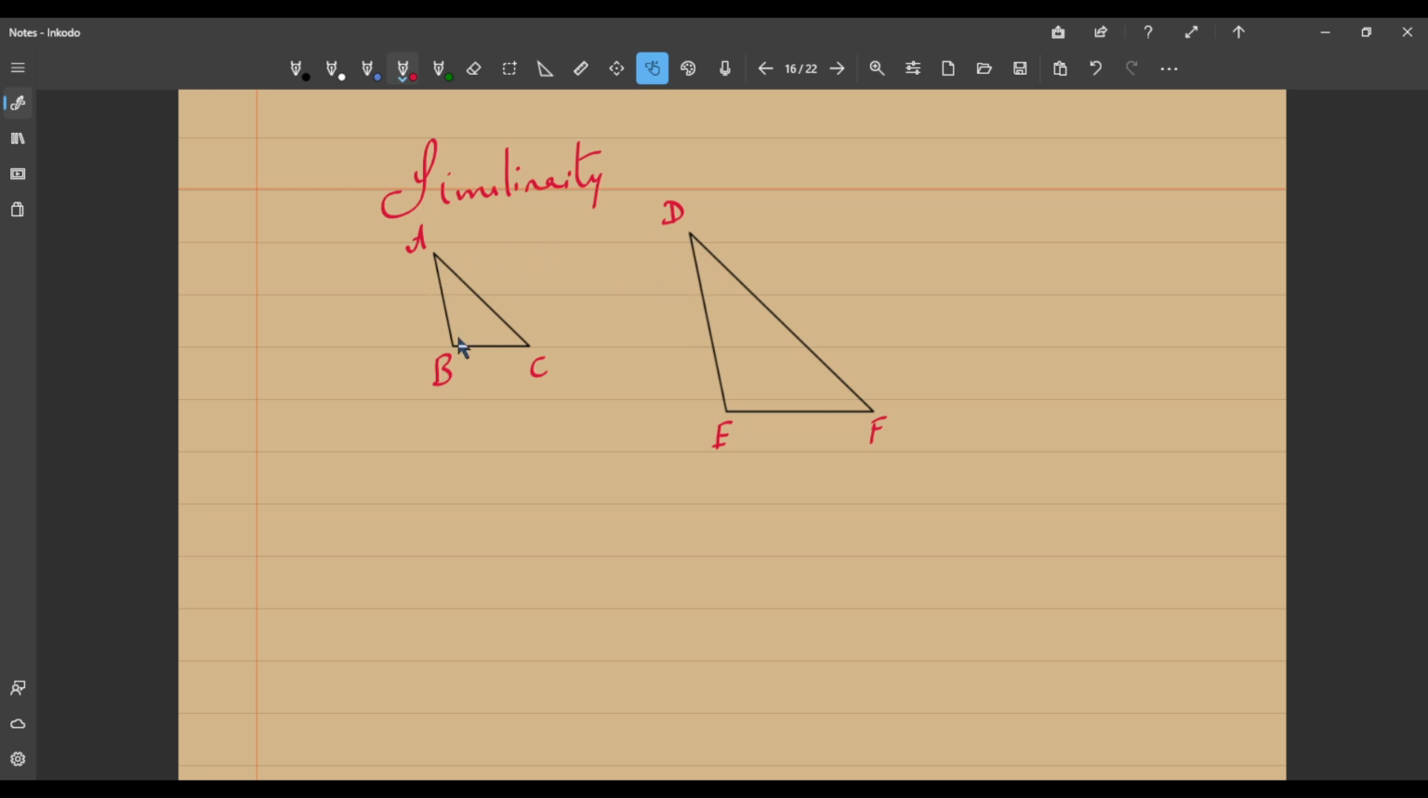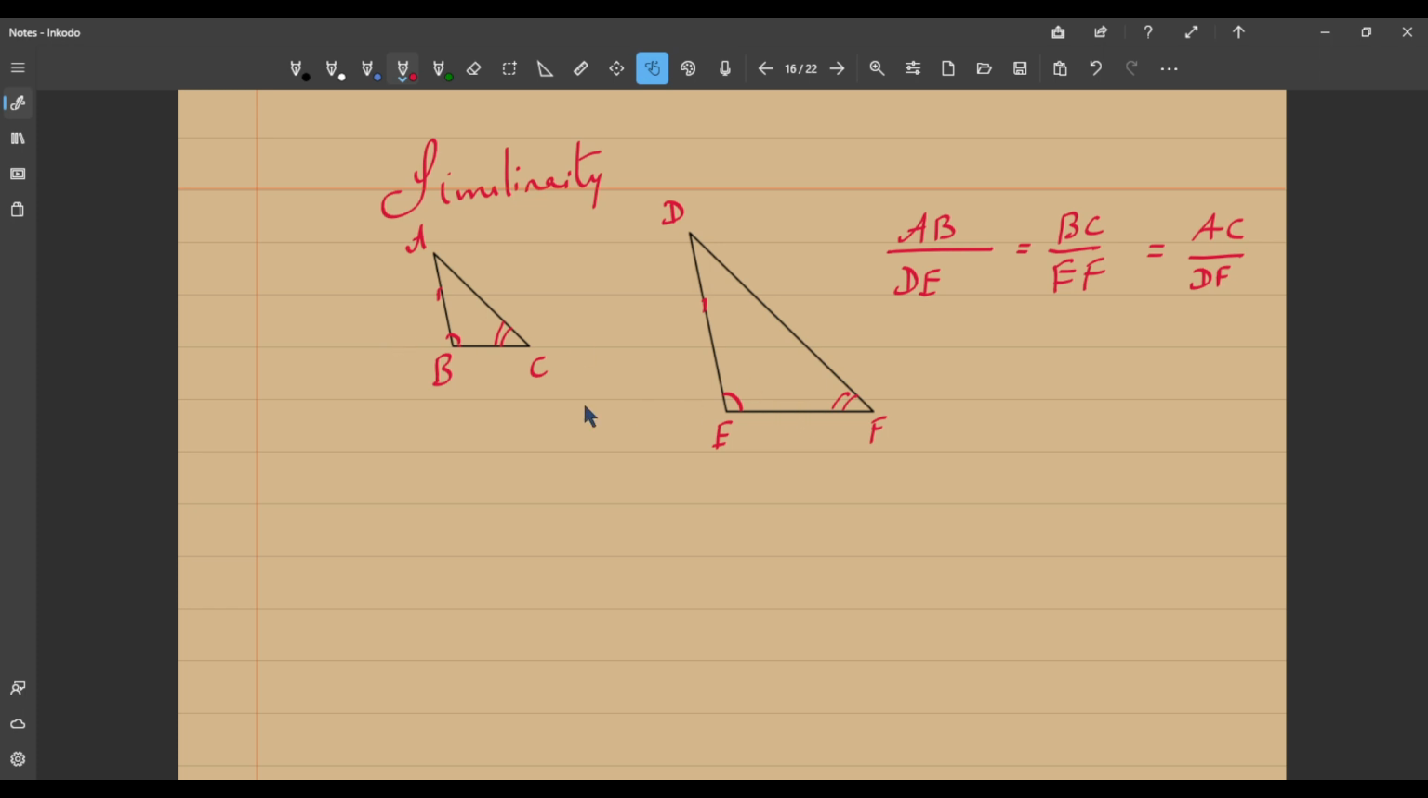Angle A equal to angle D, angle B equal to angle E, and angle C equal to angle F. And we proposed that the corresponding sides were also in proportion. If the corresponding angles were equal, the corresponding sides also would be in proportion. But in this video, we are going to formally prove this proposal. AB by DE, this side corresponds to DE, BC corresponds to EF, and AC corresponds to DF.